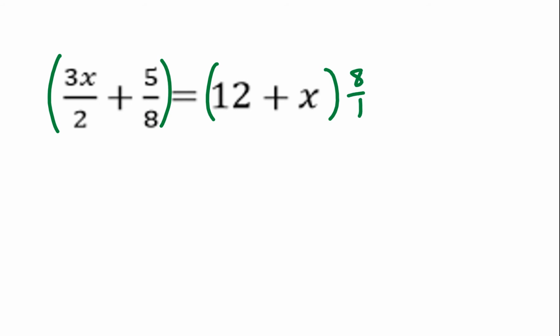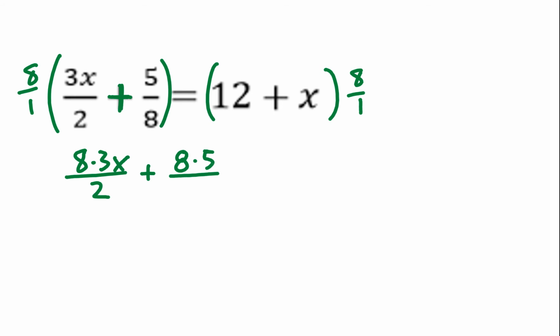So I'm going to write it as 8 over 1 on both sides. Let me push through a factor of 8 on the left-hand side. This becomes an 8 times 3x over 2. Yes, I could do that in one step, but I'm choosing not to. And then I'm also going to multiply the other term, right? You can see this is addition, so there are 2 terms. Both of these terms need a factor of 8. So this is going to be 8 times 5 over 8.